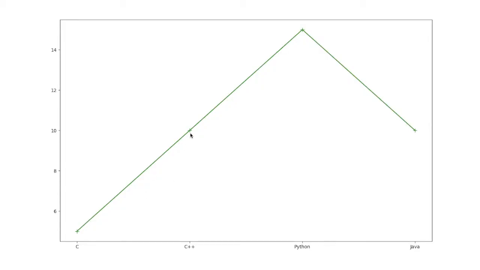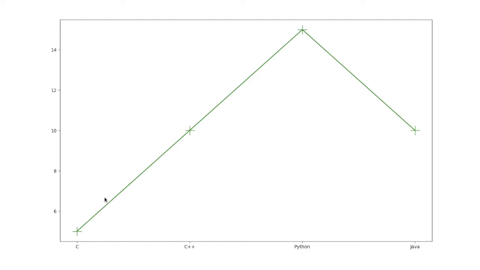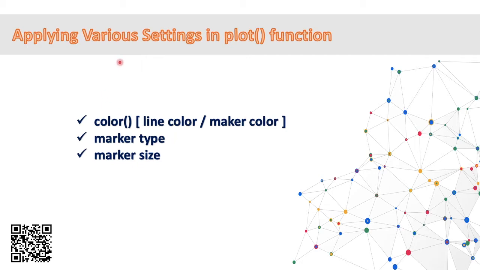Now you can see the size of the marker got increased a little bit. Maybe you won't be able to see the difference. Now let us try to increase the size more. As I set the value of marker size to be 20, you can see there is a significant change in the marker size. So these were some of the basic settings which we can apply on the plot function.